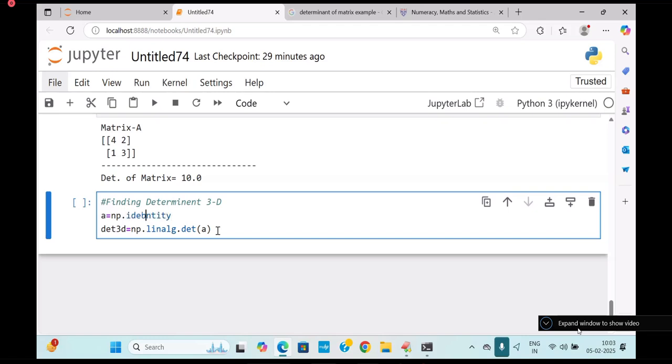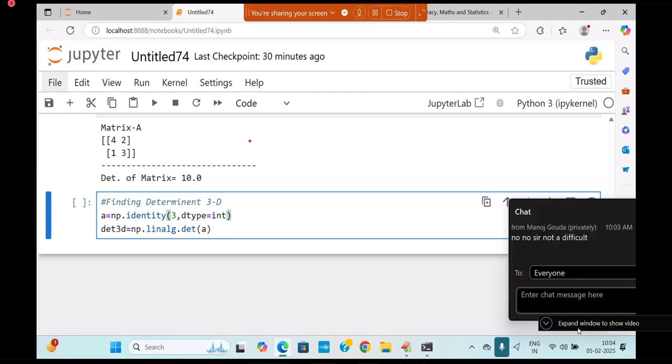np.identity. Do you know identity? Don't know? Tell us identity. So what will the identity give you? Comma, dtype is equal to int. Identity matrix will give you 1 0 0, 0 1 0, 0 0 1.